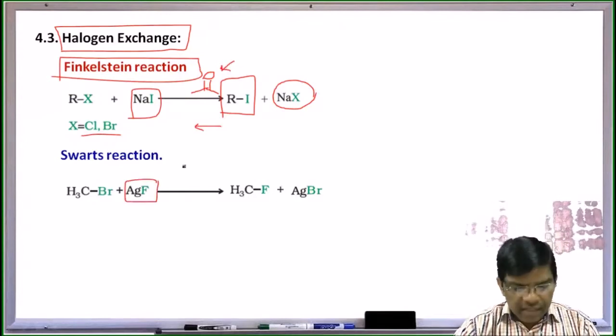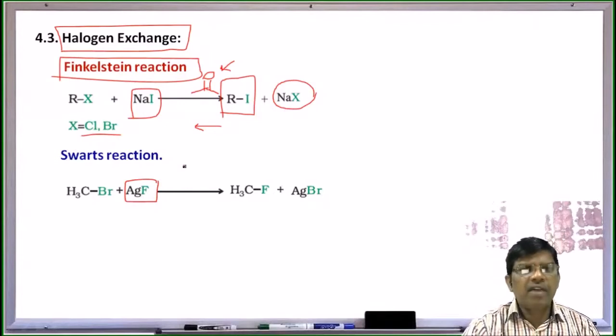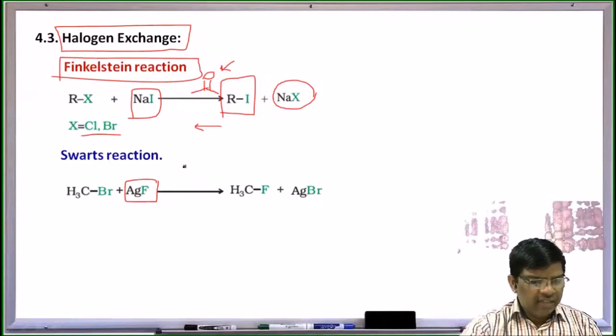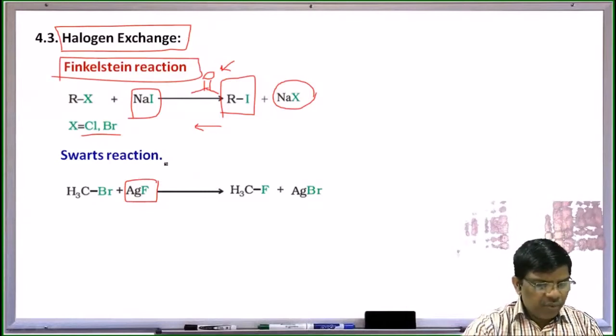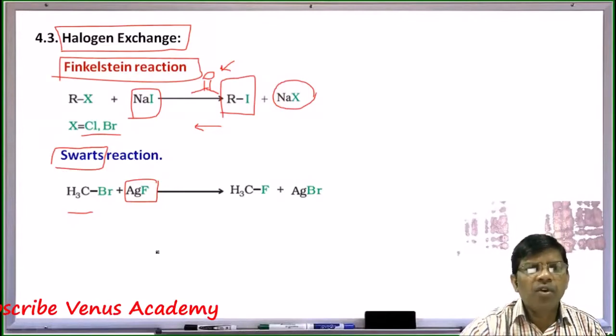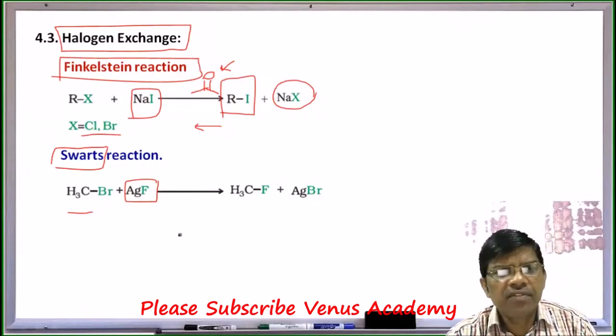The Finkelstein reaction is not useful for the preparation of fluoro compounds. However, with the use of metal fluorides like silver fluoride, Hg2F2, cobalt fluoride, or antimony trifluoride, you can exchange the halide with fluorine. This reaction is known as the Swarts reaction. Similar to the Finkelstein reaction, if you replace chlorine with fluorine, it is known as the Swarts reaction.